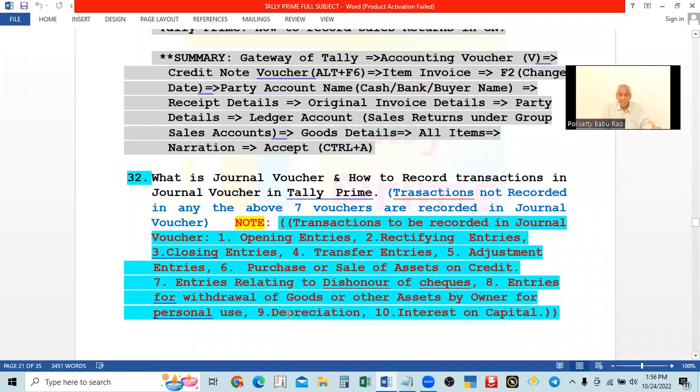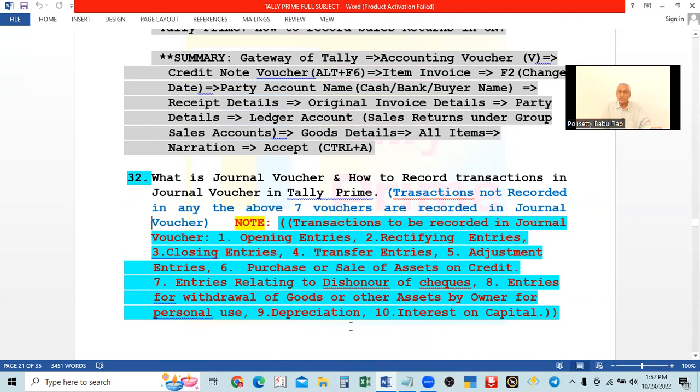Entries for withdrawal of goods or any other asset, such as some old furniture, by the owner for personal use. Owner means a single owner or partners, since there is more than one owner in a partnership. If they withdraw cash, it goes in the payment voucher. But if it is goods or any other asset withdrawn by the owner for personal use, that is recorded here. And next one, depreciation.